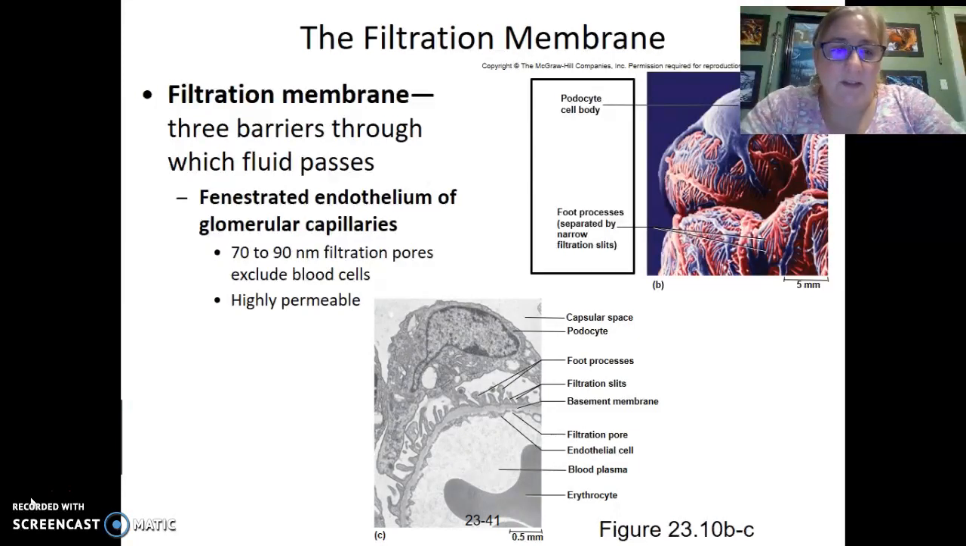So we have the fenestrated pores of the capillaries, and then we have the basement membrane, and then we have the filtration slits produced by the podocytes that surround the capillaries. So the fenestrations are highly permeable to lots of materials. Large proteins won't get through, but typically other materials can get through.